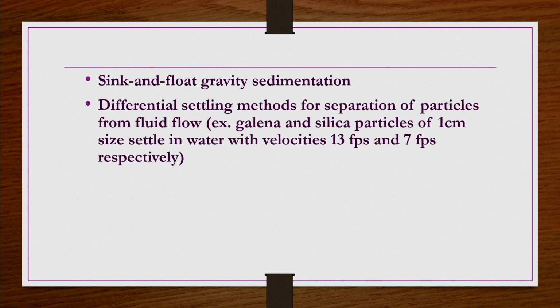So, under such conditions people also use complex fluids, or otherwise such systems can also be separated by using a differential settling method. What is the differential settling method? You take this particulate material, and you crush it to a uniform size. Let us say you take this galena, that is PbS, and a silica, SiO2, mixture. You take that mixture and crush them to a uniform size, let us say approximately 1 centimeter for all the particles, right.